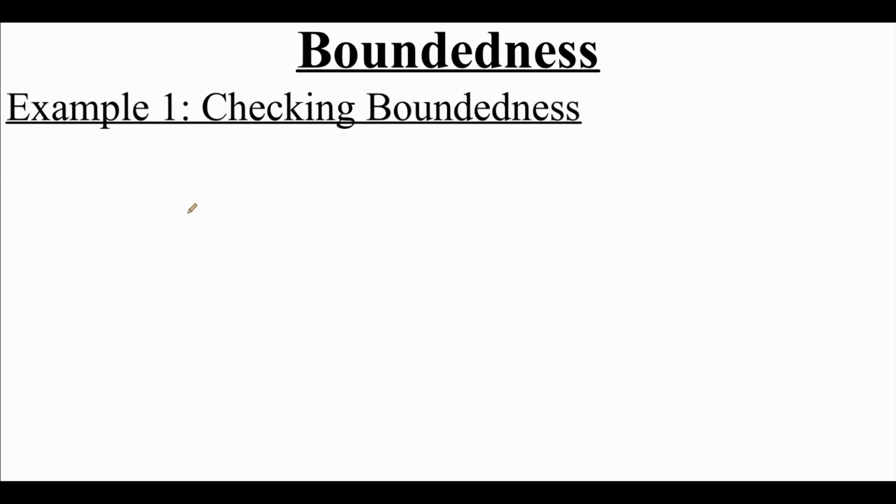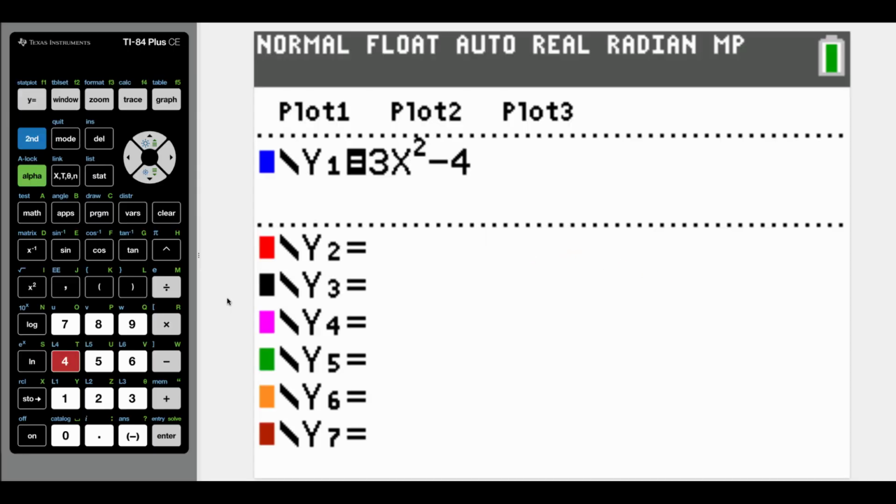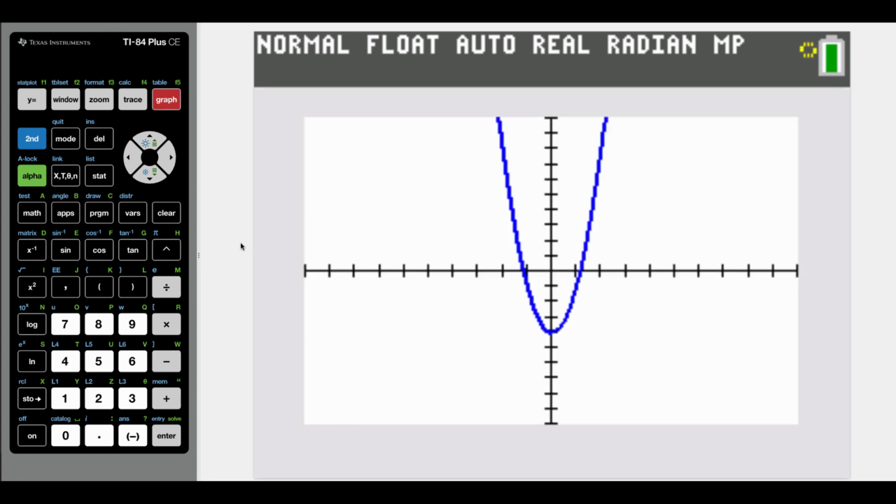We're going to look at an example here, and we're going to look at the function f of x equals 3x squared minus 4, and we're going to check its boundedness. And we're going to do so by graphing it out. So I've got my function typed into my calculator, and I'm going to hit the graph button, and we can see that we've got an upwards facing parabola, and it looks like our graph goes down 4 spaces. So we would say that this graph would have a lower bound at -4. So this graph is bounded below at -4.